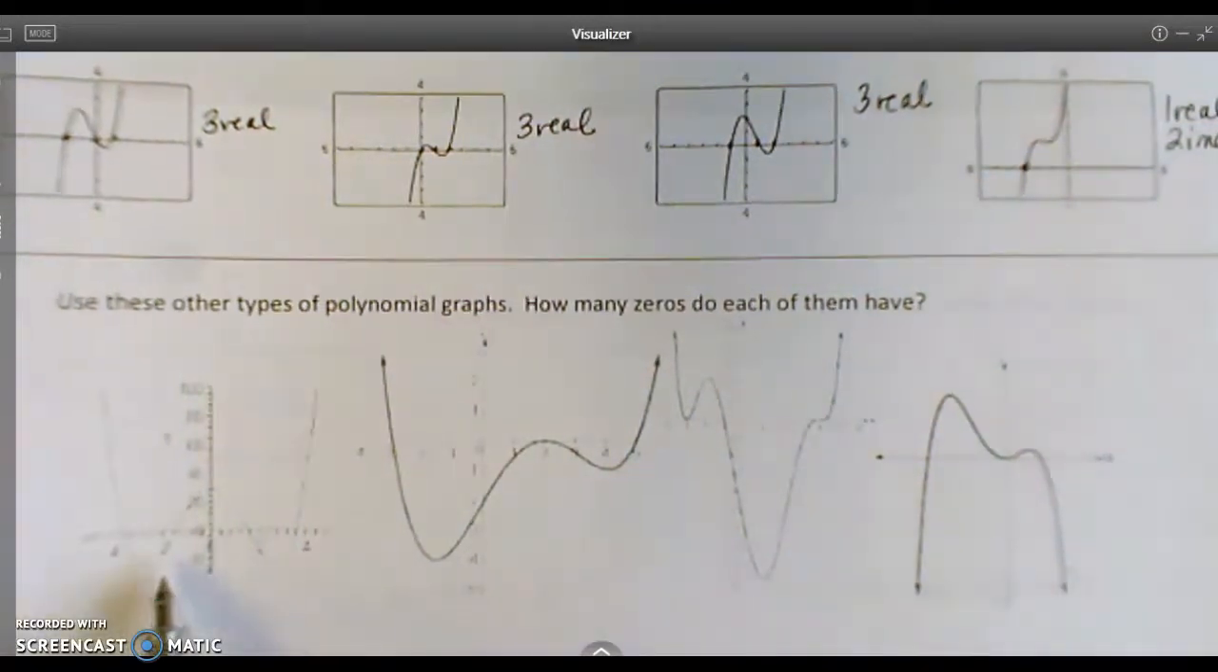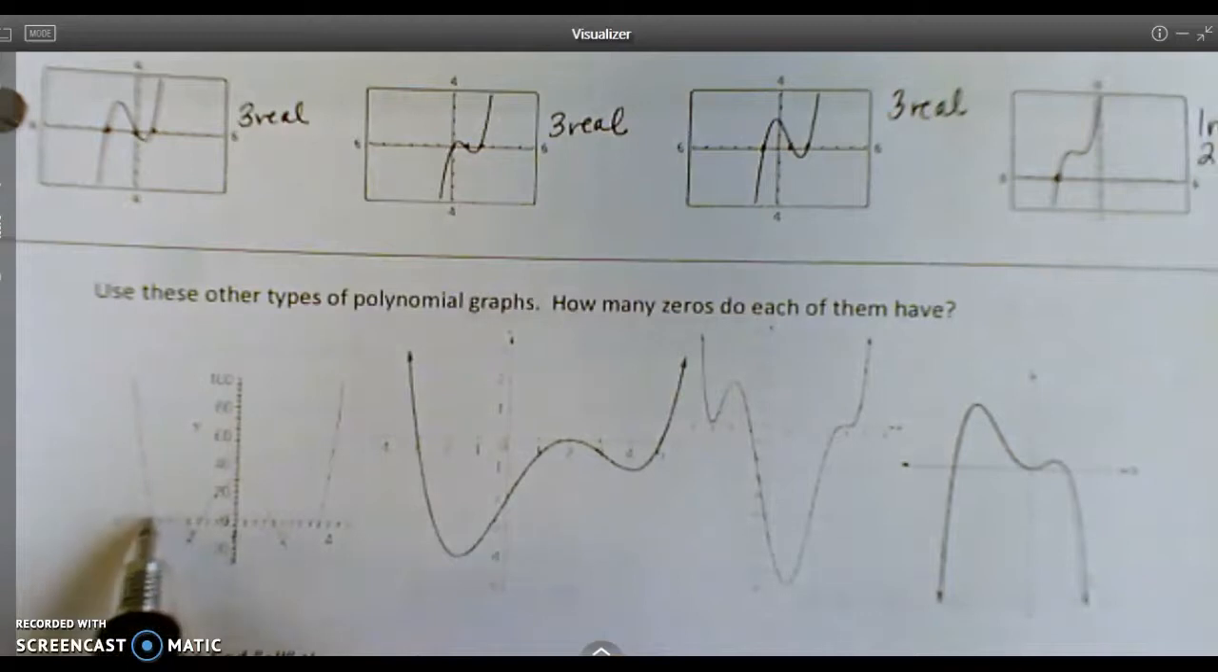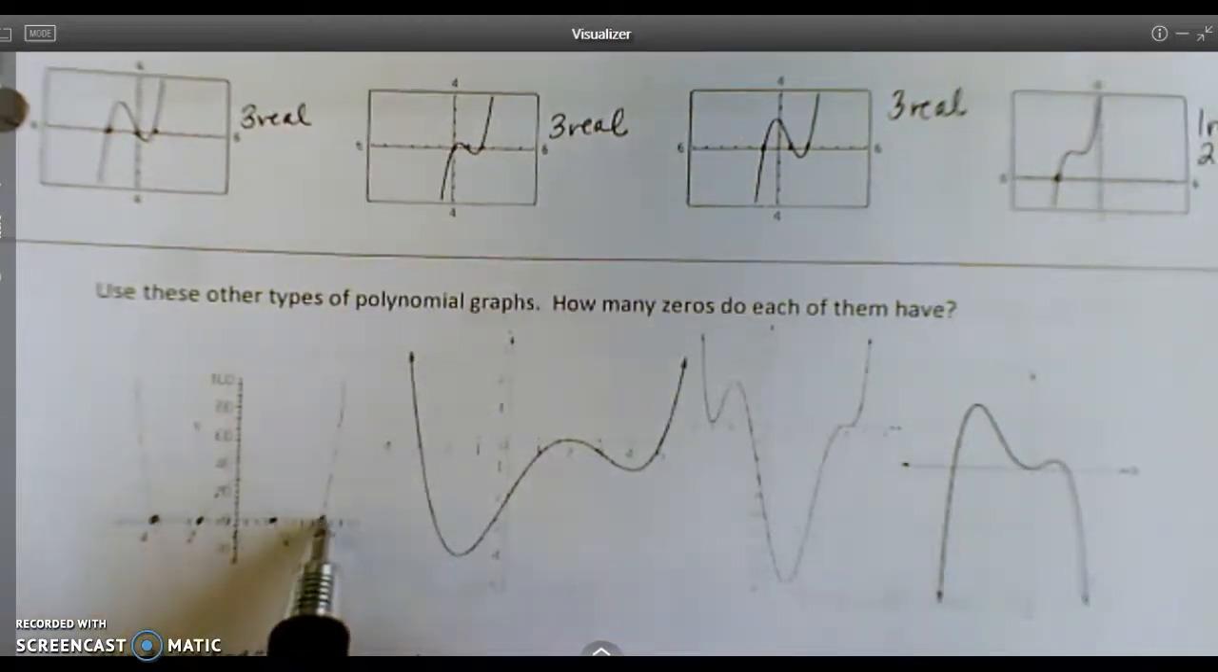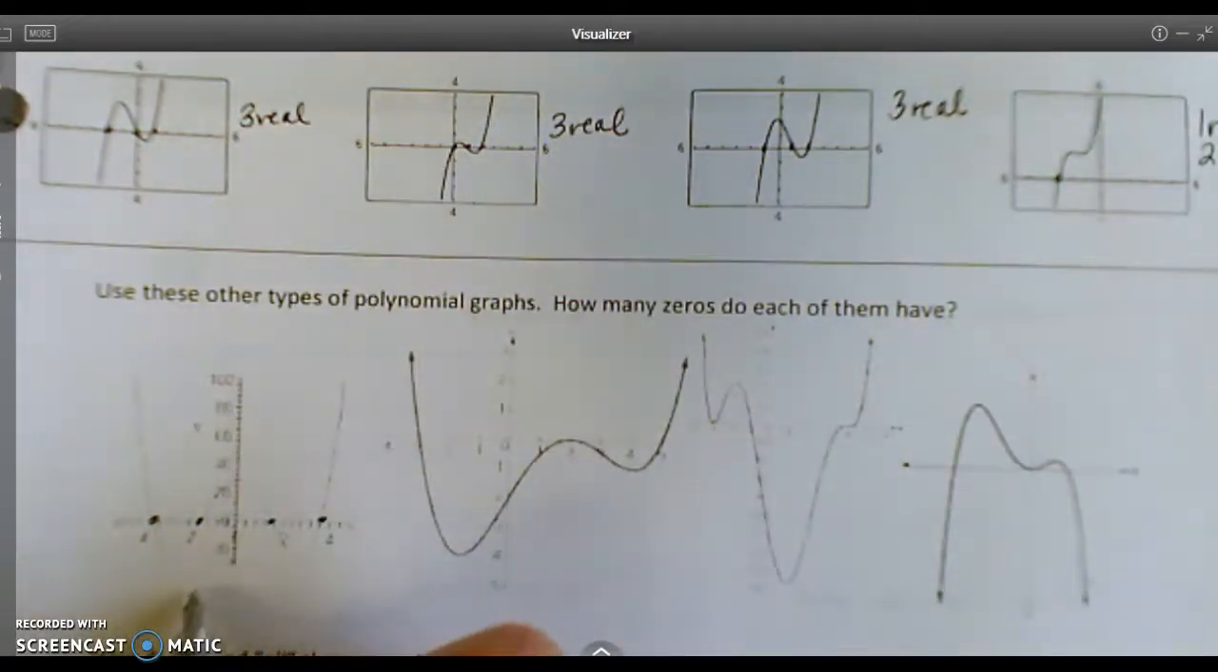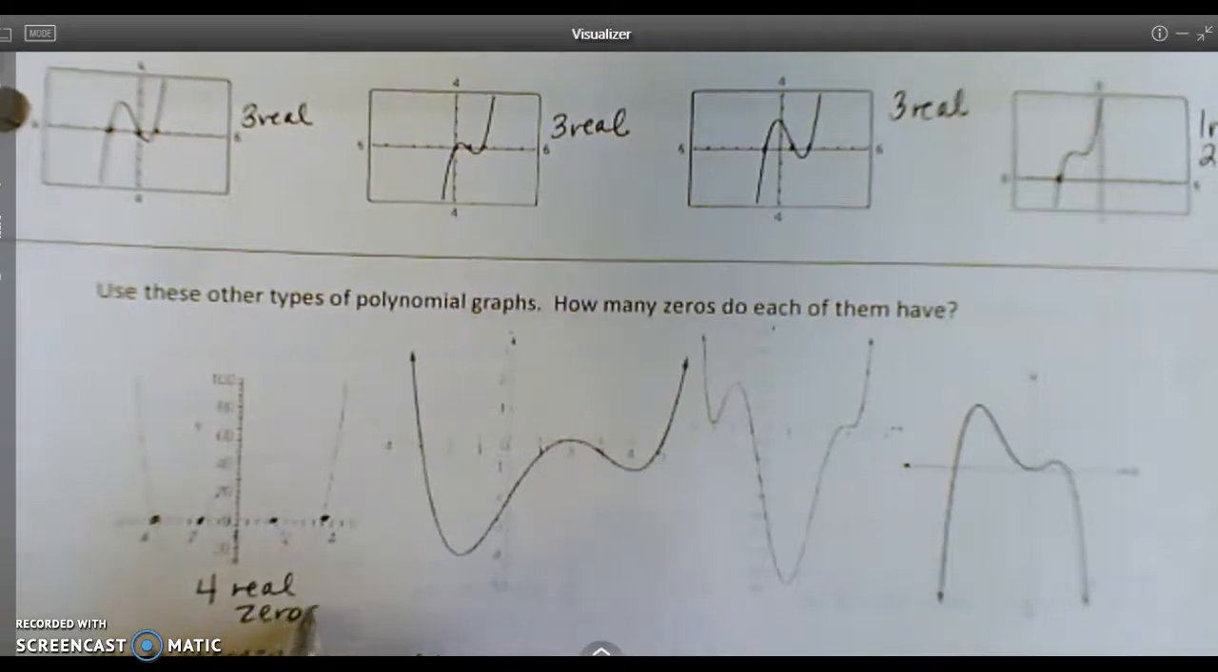So let's look at this first one. Again, it's light, but let's look at how many times it crosses the x-axis. 1, 2, 3, 4. Are there any double roots or triple roots or anything weird? No. So what it looks like is the highest power on this one is 4, so it looks like there's 4 real zeros.